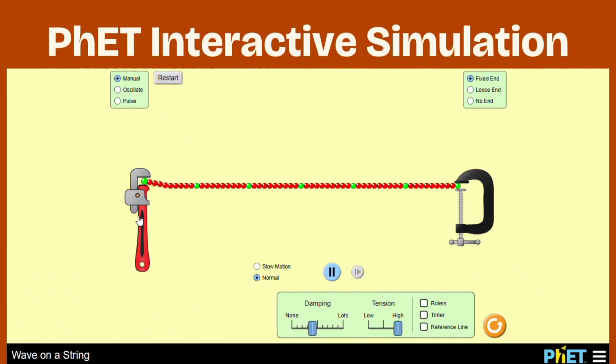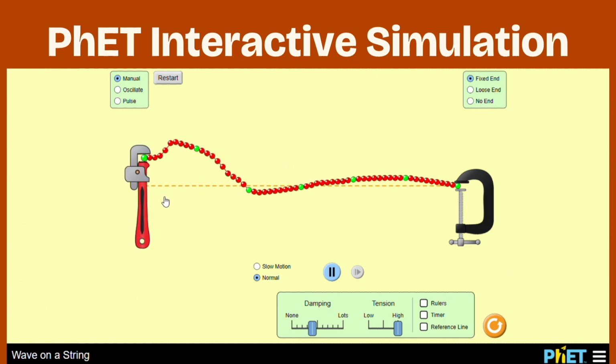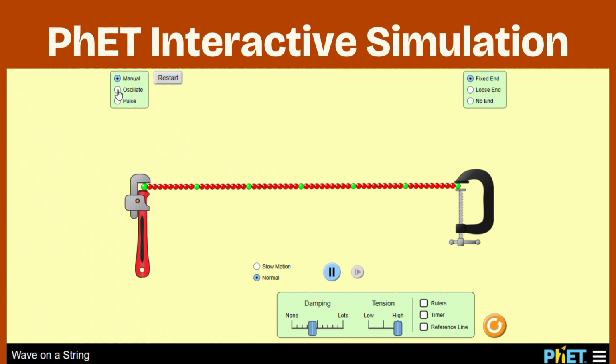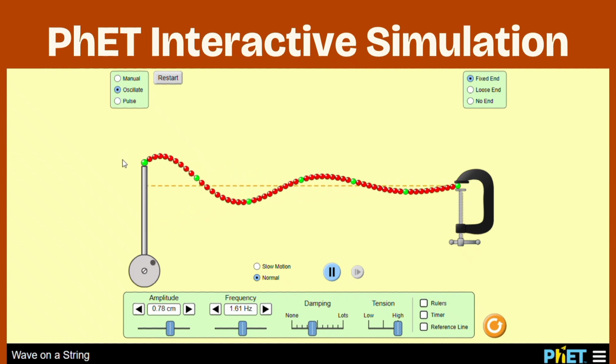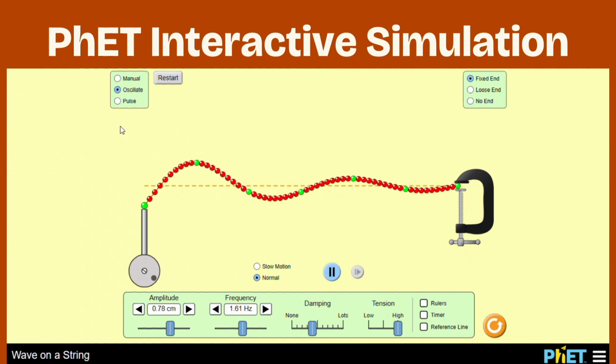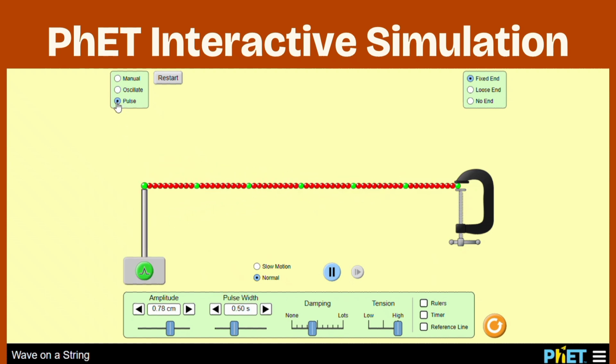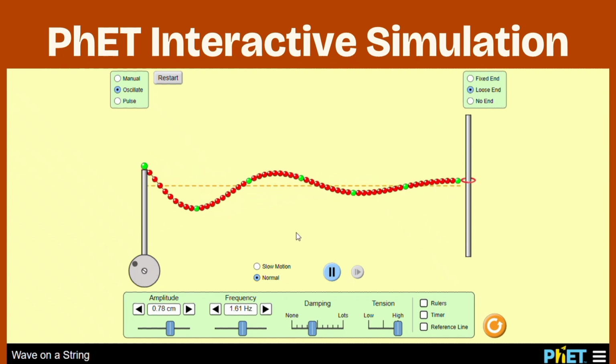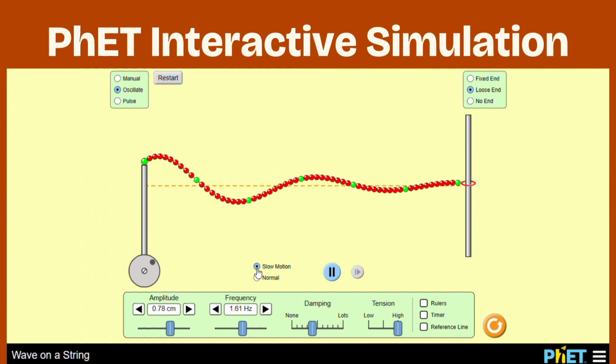I have also included here the simulation of a wave on a string. And you can also manipulate it easily. You can move the waves manually or you can use an oscillator. You can also adjust the amplitude, the pulse width. You can also use rulers, a timer, and then you can also view it in normal motion, and also use it in slow motion.